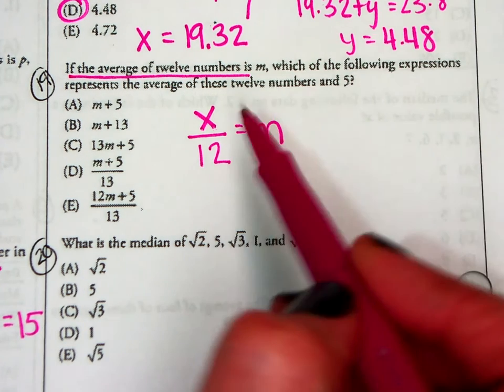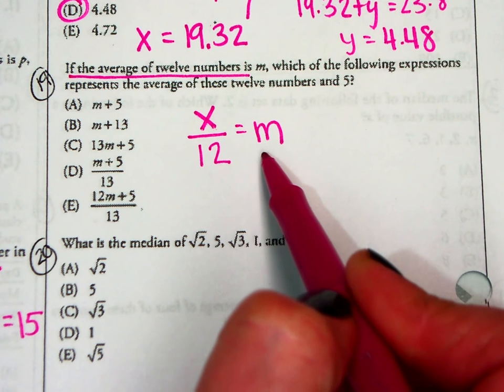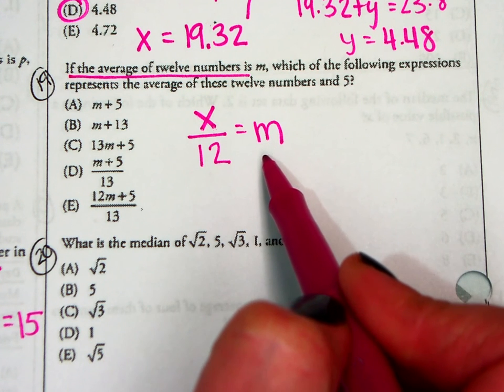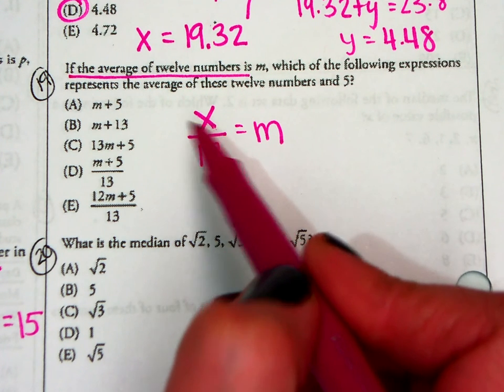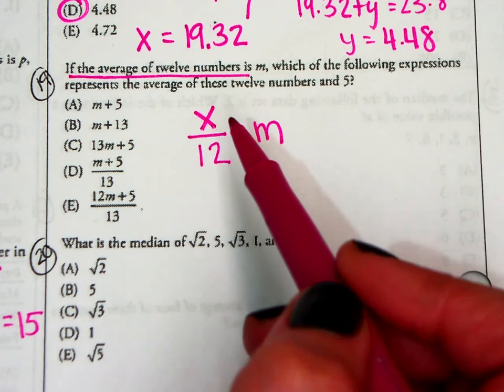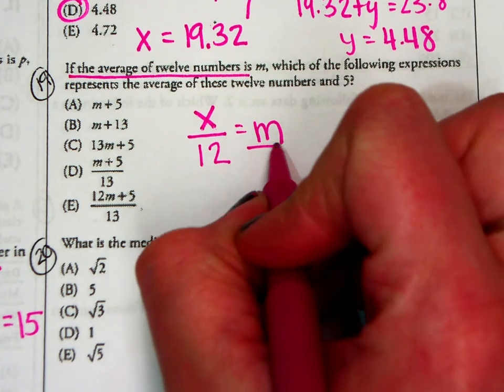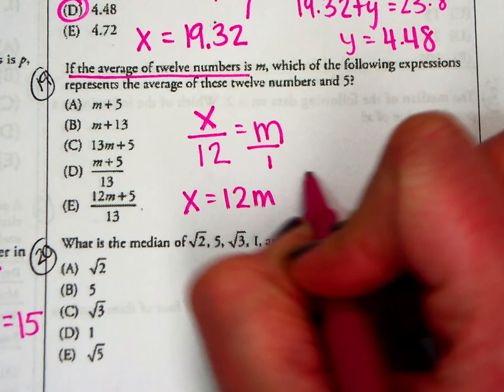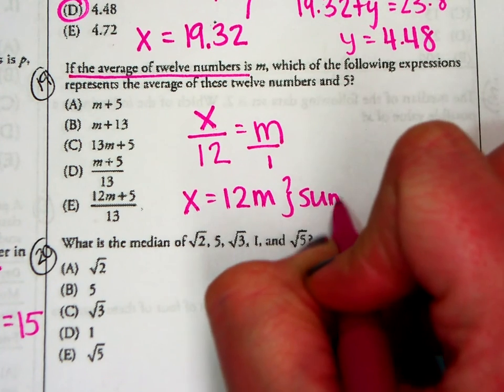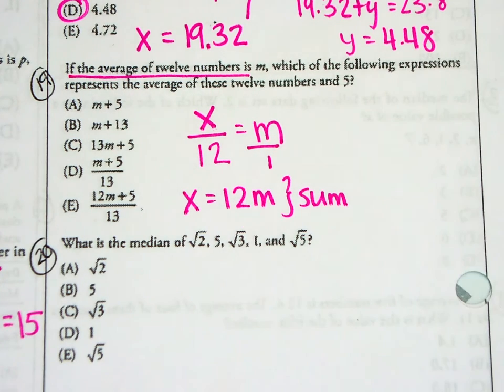So we know that we have 12 numbers. We know that our average is represented by the letter m. What we don't know is the sum. In order to help us find the sum, we need to solve for x. X represents the sum, so 1 times x, x equals 12m. So what this represents is the sum of the numbers, 12m.